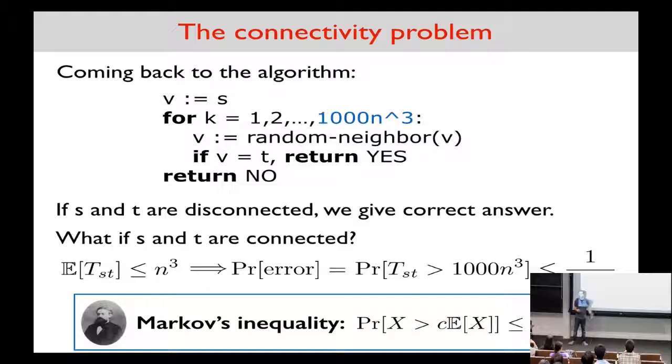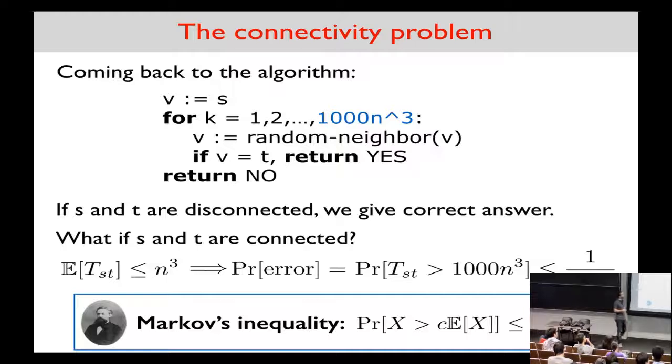So this is a very useful inequality in probability theory. It tells you that for any random variable X, the probability that X is more than some c times the expected value of X is at most 1 over c. So you can take c to be 1,000 here, and you get the result from Markov's inequality.